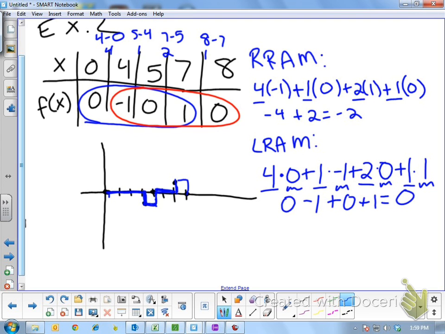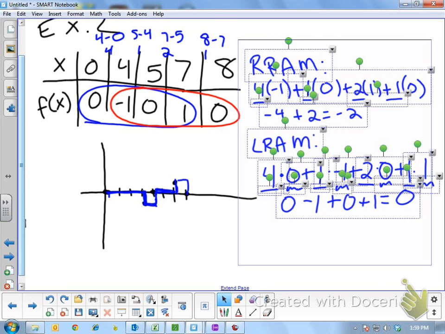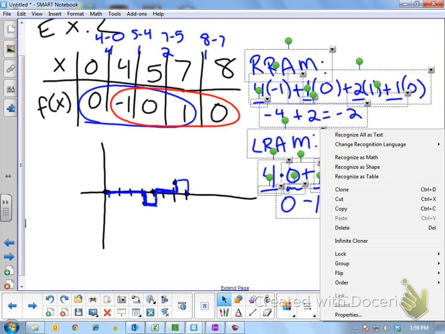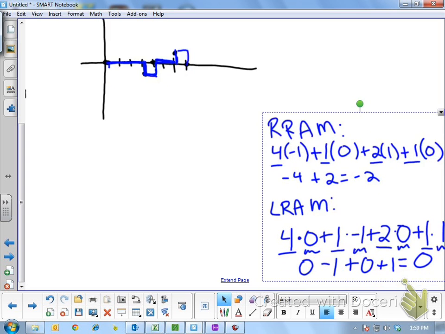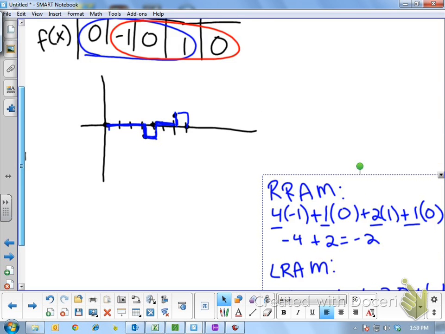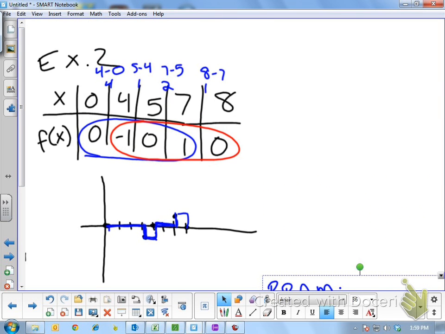Running out of room. I'm going to move this so that we can still see the graph. I want the whole thing. So we can still see the table and the graph when we do trapezoidal. Because otherwise, I have to redraw the whole table.